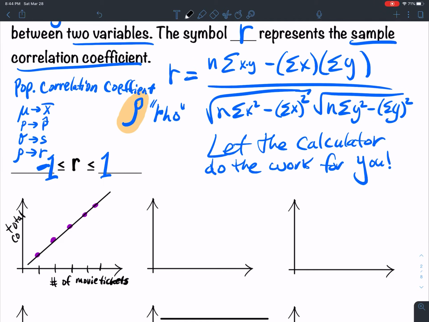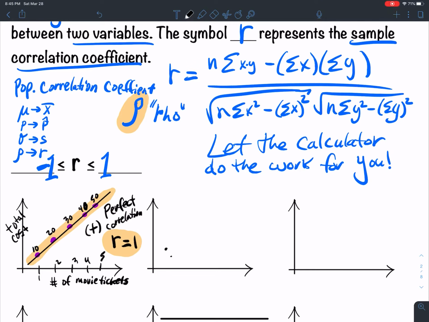So total cost: if it's $10 to go to the movies and there's 2 people going, that's $20. If 10 people are going, that's $100, right? If one person's going, it's 10, then 20, then 30, then 40, then 50, and so on. 1, 2, 3, 4, 5. This is what's known as perfect positive correlation. This is an R equal to 1. That's perfect positive linear correlation.